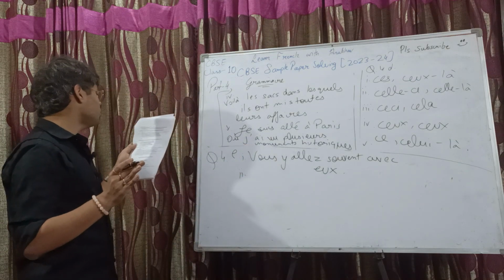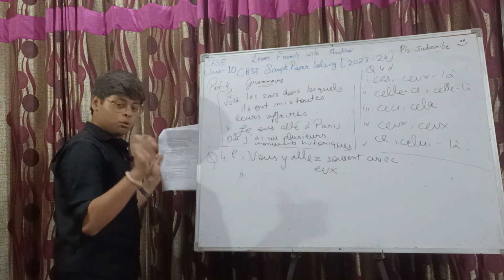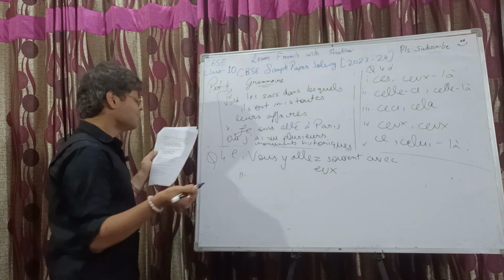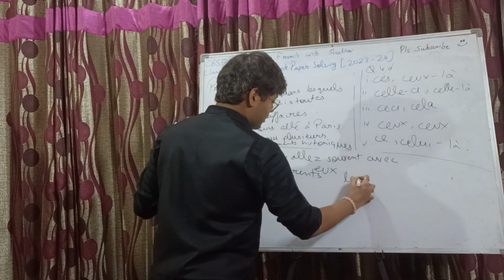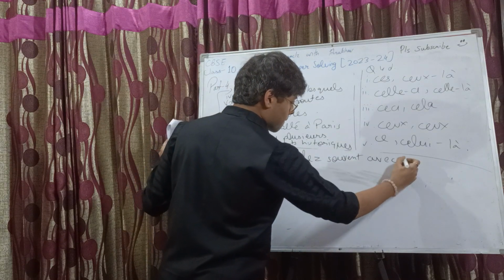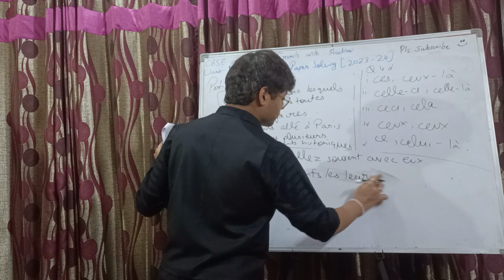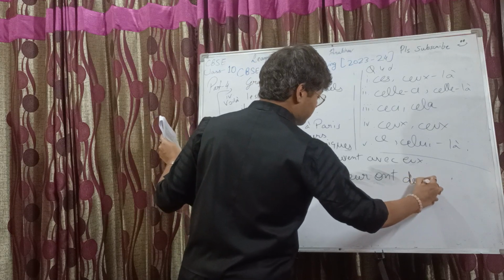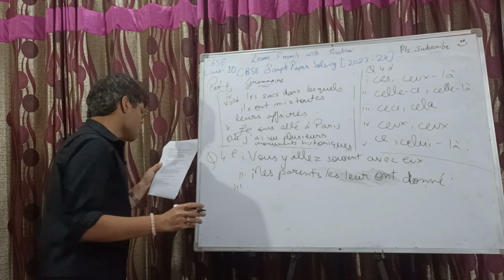Number two, we have mes parents ont donné les cadeaux aux voisins. Les cadeaux, plural COD, aux voisins, plural COI. So it's very easy. Mes parents les leur ont donné. Les leur, past auxiliary verb and then past participle. Okay, ont donné.